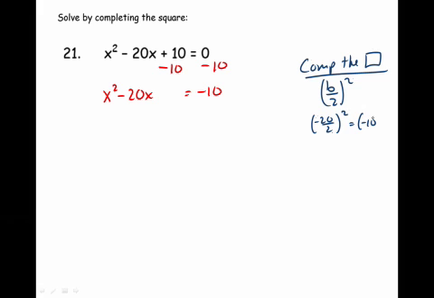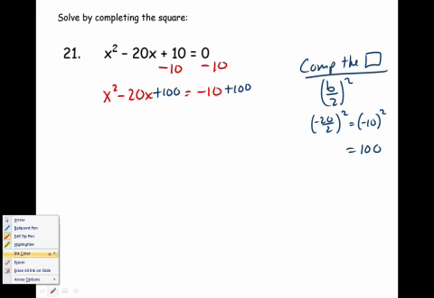So that's going to be negative 10 squared. Negative 10 squared is positive 100. So I want to add 100 to both sides of the equation. I see a lot of you make a simple mistake by not adding that number to both sides. It's very important. That's what you need to do.